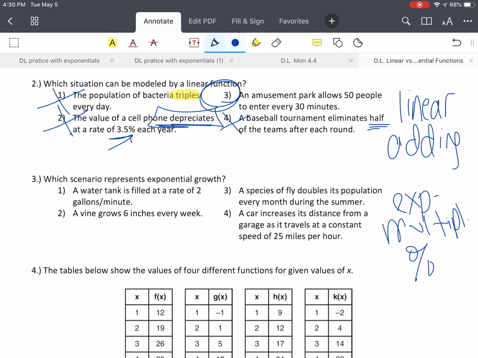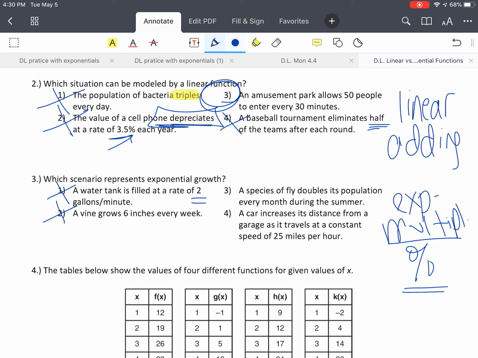So now I'm looking for something either being multiplied or I see a percent, which signifies that it's multiplication. A water tank is filled at a rate of 2 gallons per minute. That's actually linear. Every minute, 2 more gallons get put in. Plus 2, plus 2, plus 2. That's linear. A vine grows 6 inches every week. That's also linear. Plus 6, plus 6, plus 6. Every week it adds 6 inches.